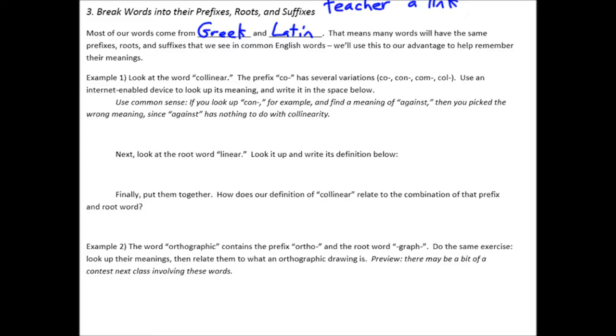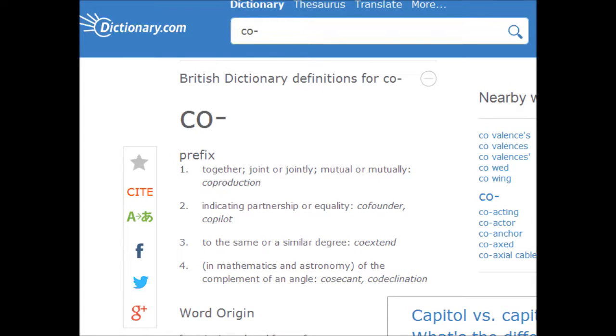We're going to break down the word collinear. There's a prefix, co. Take a moment and look up its meaning. I often use dictionary.com to look these up. Remember that with prefixes, including a hyphen at the end will give you better results. We'll take the first definition.